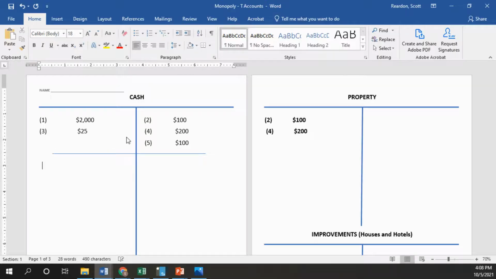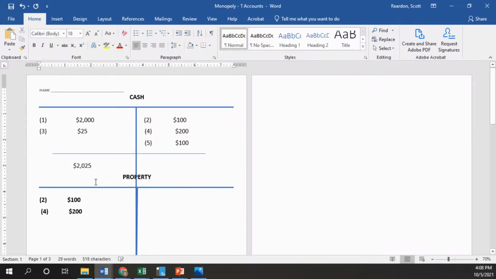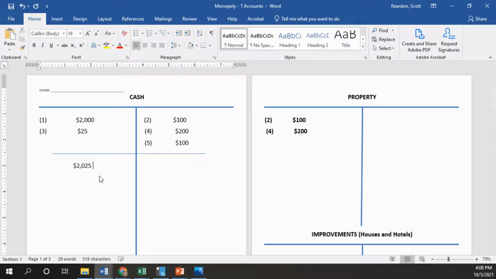I'd go like this. I'd say, well, now we have cash of 2,000. By the way, you don't have to have as much space as I do on mine. 2025. There goes that problem again. All right. Whoa, Reardon, come back. Craziness. Okay. And on my credit side, I've got what? 400.